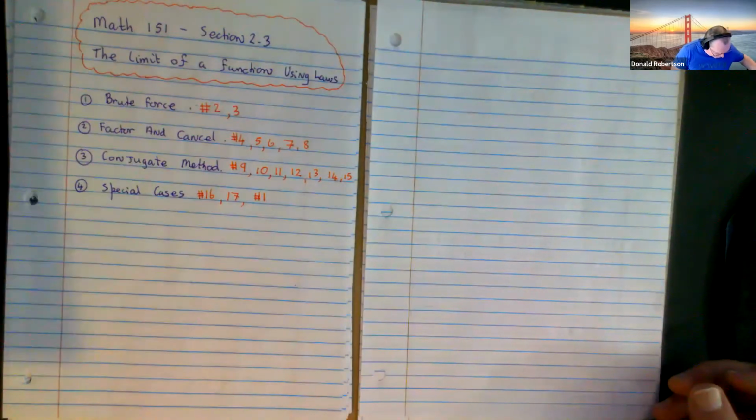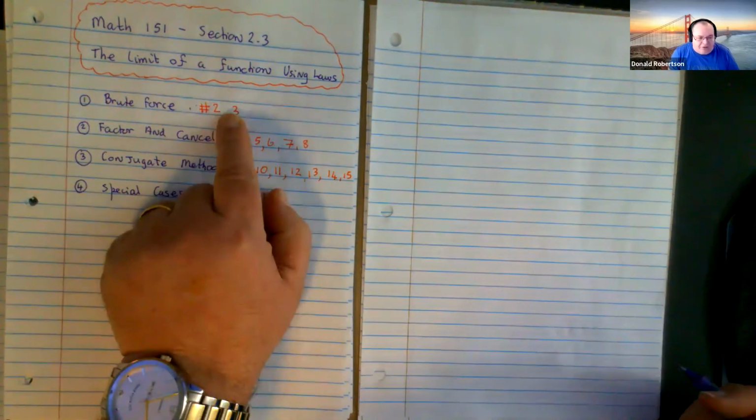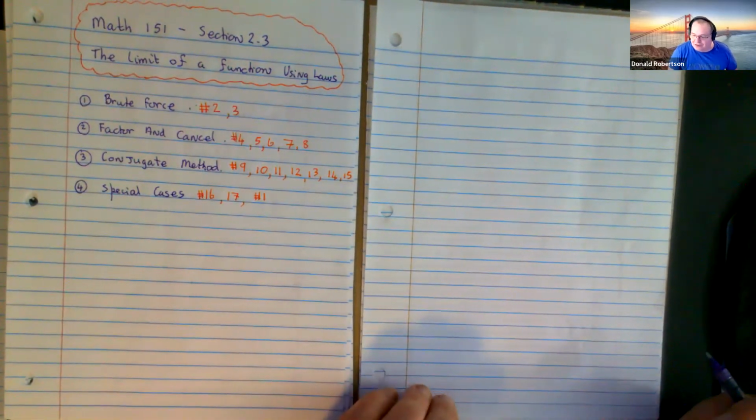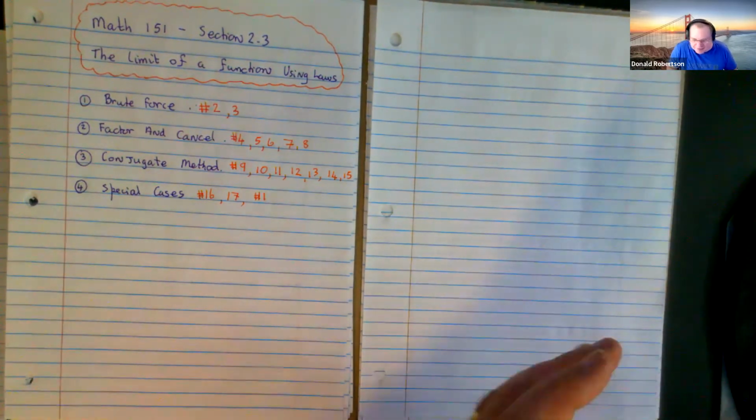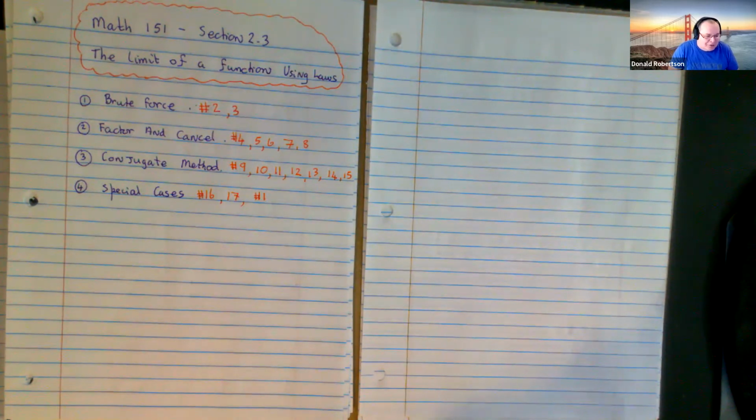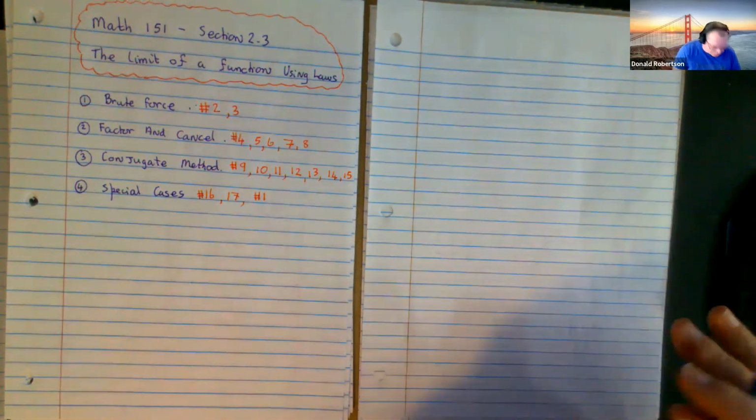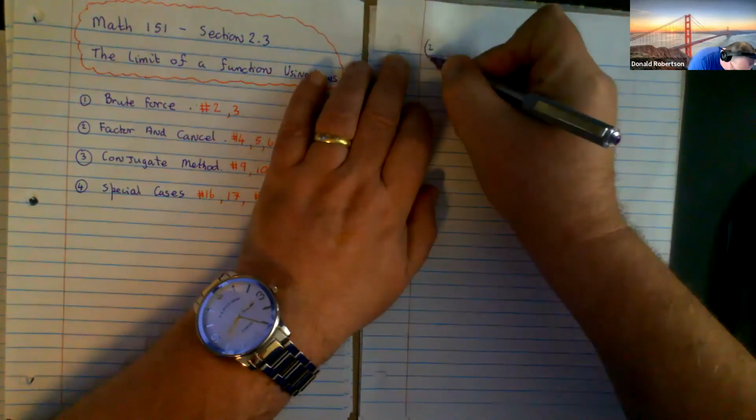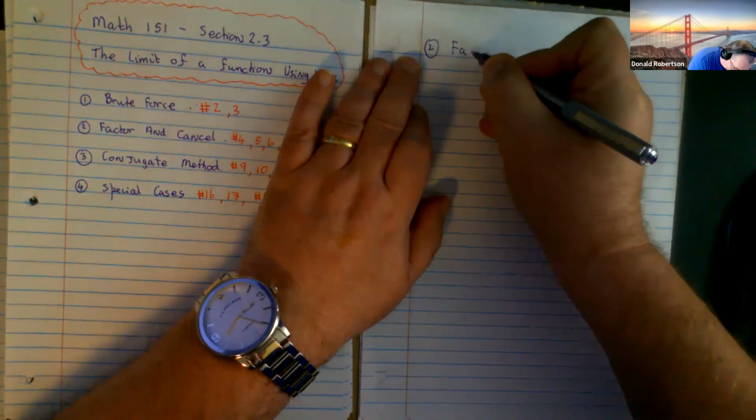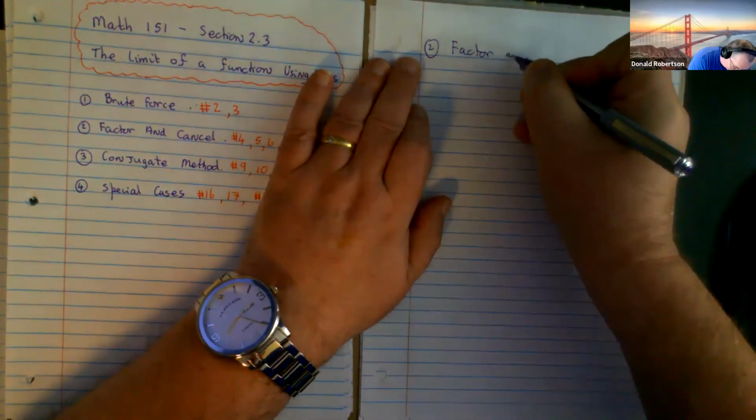So I'm moving on. That basically just gets you by questions 2 and 3. You're not going to get a lot of them because that's really not that much algebra. It's more calculating things. So now we're going to move on to this new group of questions. And the method is called factor and cancel.